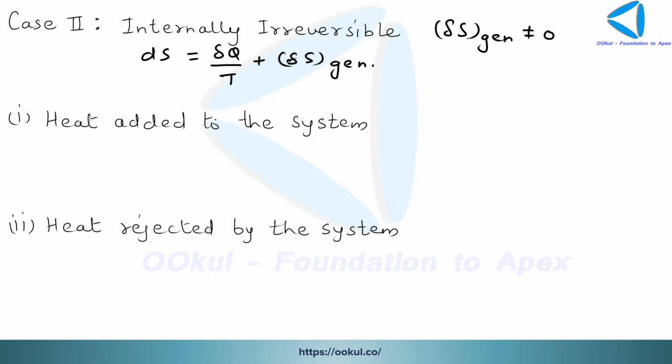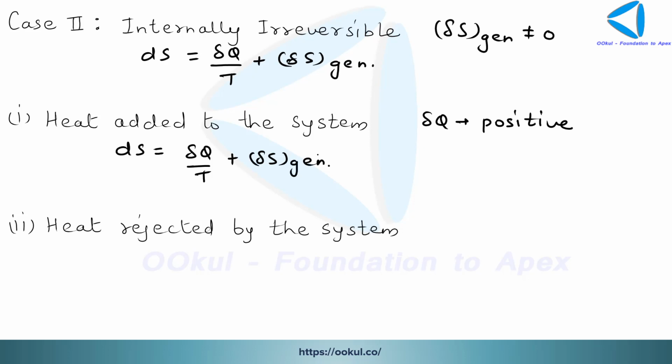Now we take the cases one by one, that is heat added to the system. Heat added to the system means δQ is positive, so dS is equal to δQ by T plus ΔS generation. Since heat is added, this part is positive, whereas this entropy generation is always positive. Please remember this, that this is always positive everywhere. This is not negative, so dS also comes out to be a positive quantity.